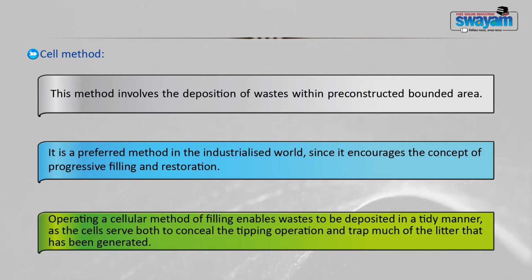Now, when you do a cell method, the deposition or the loading of waste is done in a tidy manner, and the cells serve both to conceal the tipping operation and trap much of the litter that has been generated. So, out of the different methods, the cell method is the more preferred method. Now, here the everyday waste, after being dumped in the landfill cell, will be covered with one layer of soil. This will prevent wind blown litter.